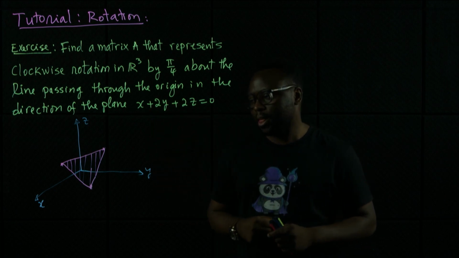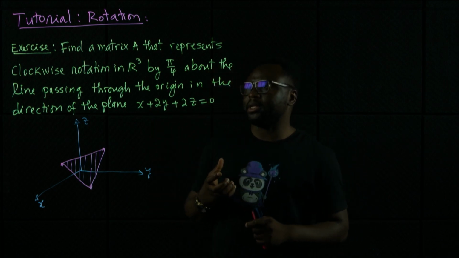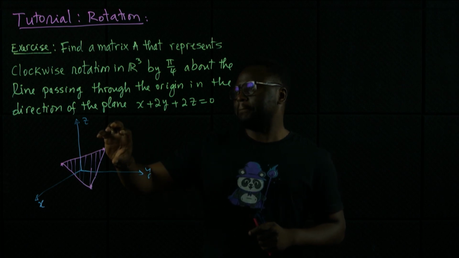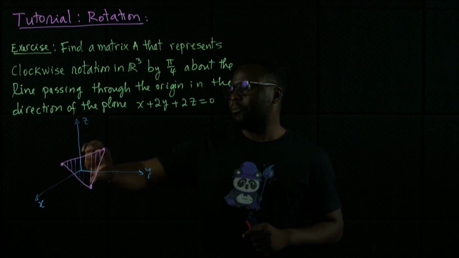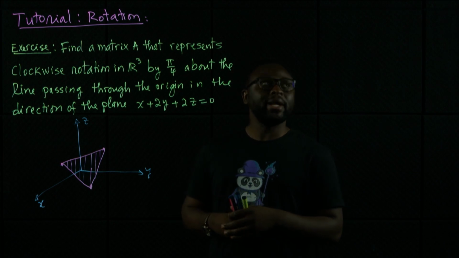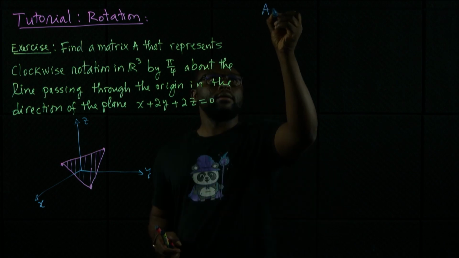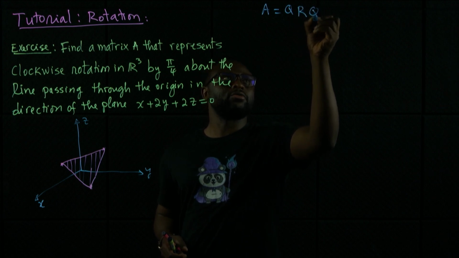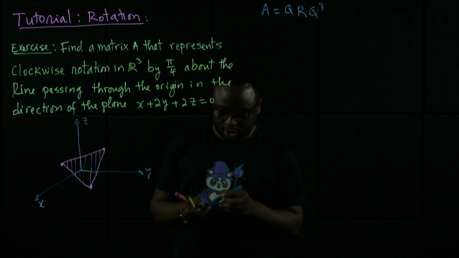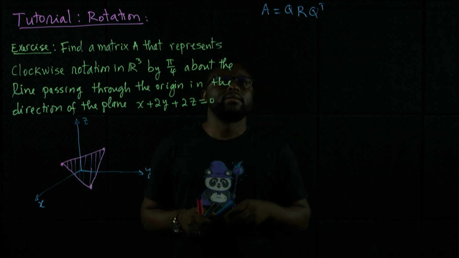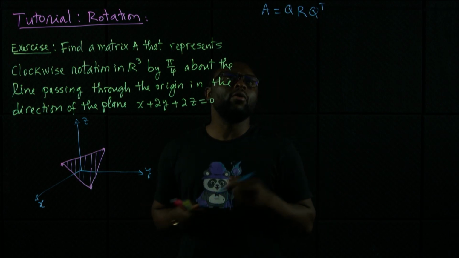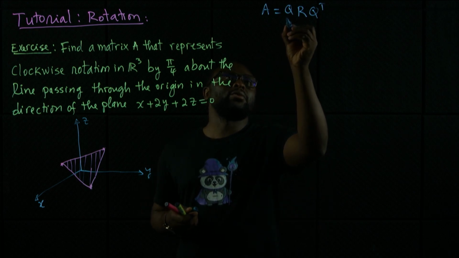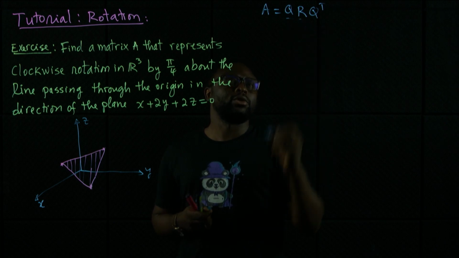And I just sketched here a representation of this plane, x plus 2y plus 2z is equal to 0. So if you want to do a rotation of pi over 4, we know by definition that the matrix A is Q times R times Q transpose. This is what we know by definition, right? We don't know what Q is.